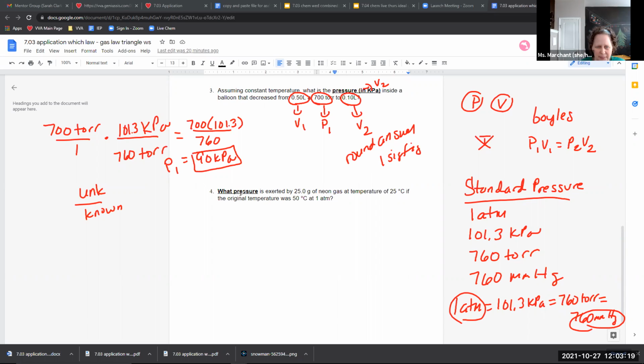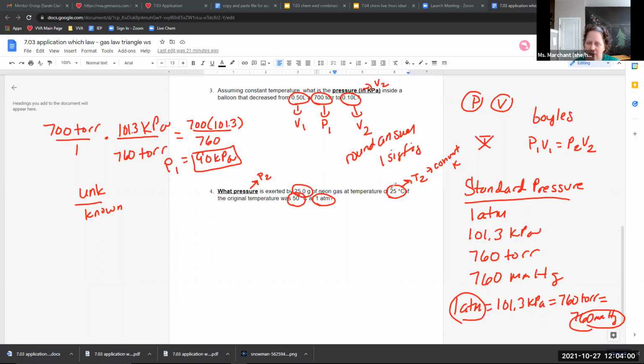And number 4, what pressure is exerted by 25 grams of neon at temperature of 25 degrees C if the original temperature was 50 degrees C at 1 atmosphere? All right, so what pressure, that's my ending pressure, is exerted by neon gas at this temperature? So that's my ending temperature. Make sure you convert that to Kelvin. Okay, why do I know it's ending? Because I picked P2 for what pressure, but you could have said what pressure was P1 and 25 was T1, but make sure whatever you do, they match.